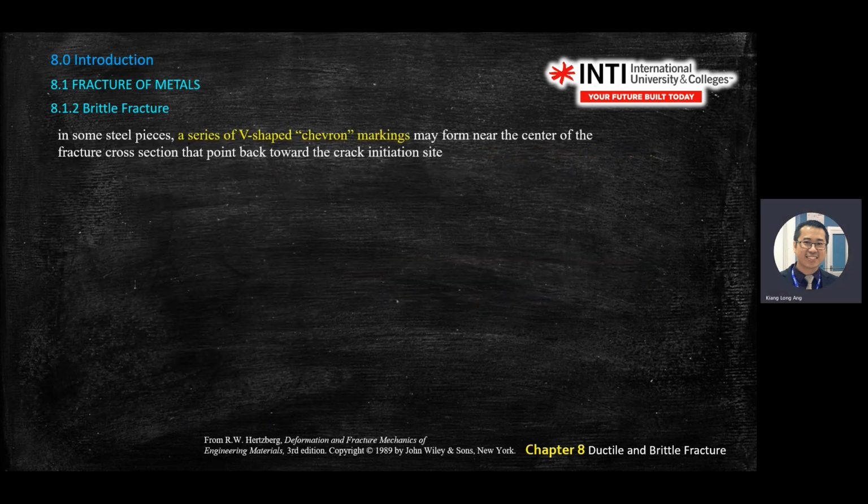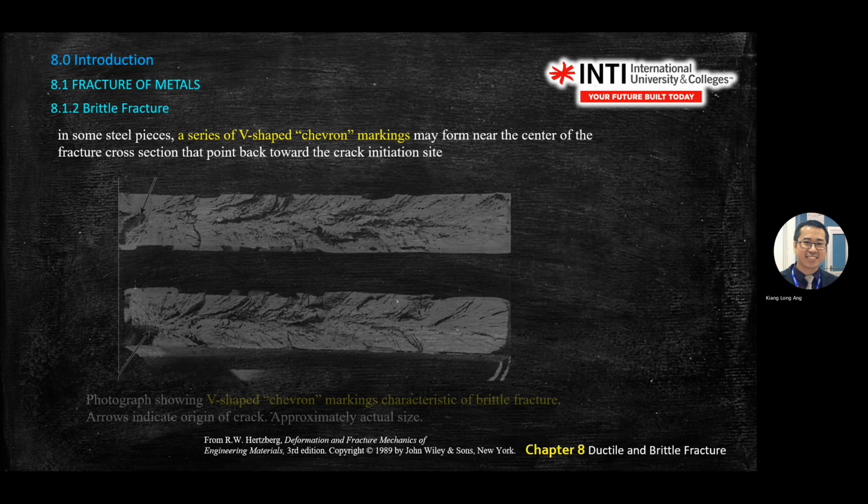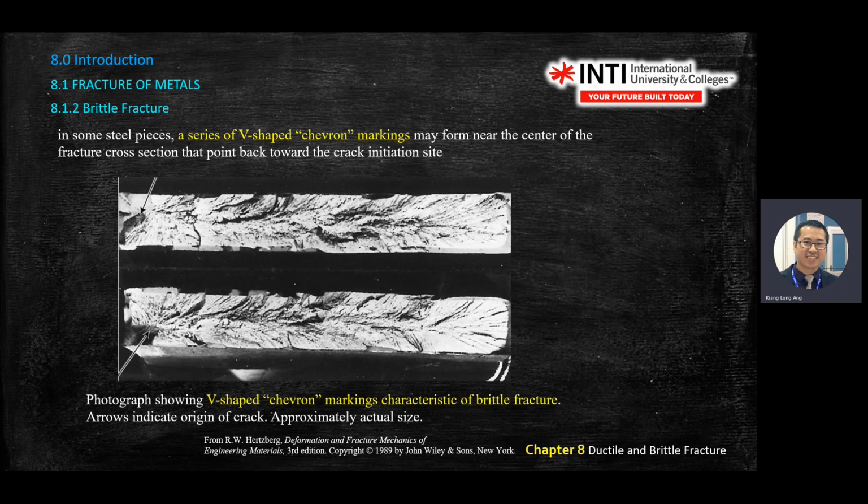Okay, so this is all the observation for the brittle. So if you zoom in, you'll see a V-shaped chevron marking near the center of the fracture. You see this one also. See there's like an arrow here.